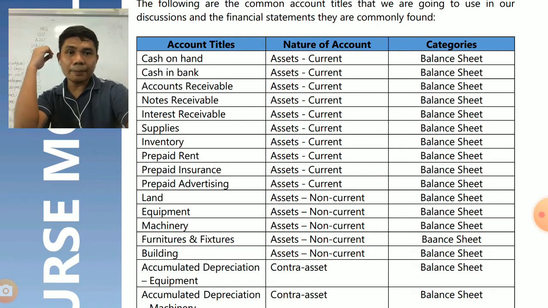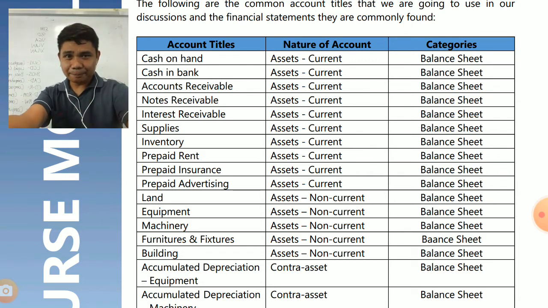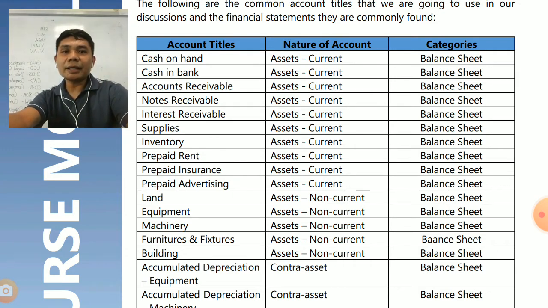Sunod, prepaid advertising, meaning tanang prepaid nga expenses. Kung ang expense is prepaid, that is an asset. Dili pa siya expense yun. So mag-recognize kag asset basta prepaid. Pero at the time nga ma-expire na nga prepaid, mahimo na siyang expense. Okay, sorry. Another asset is land.